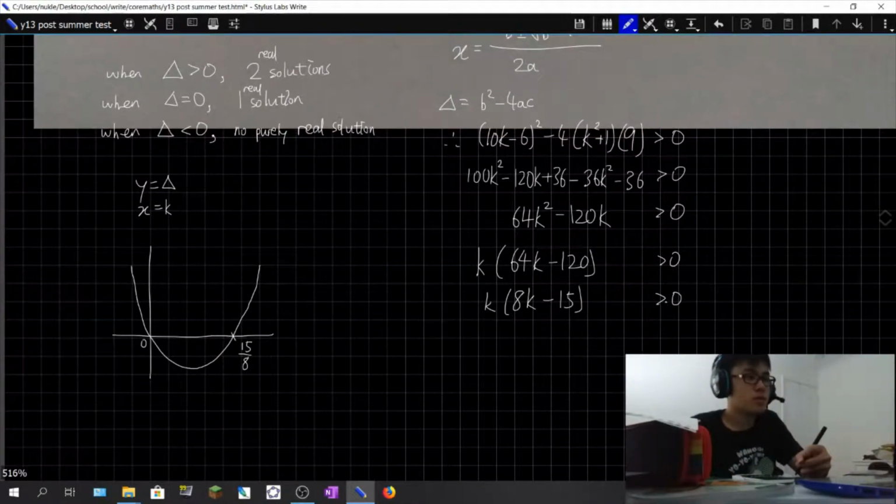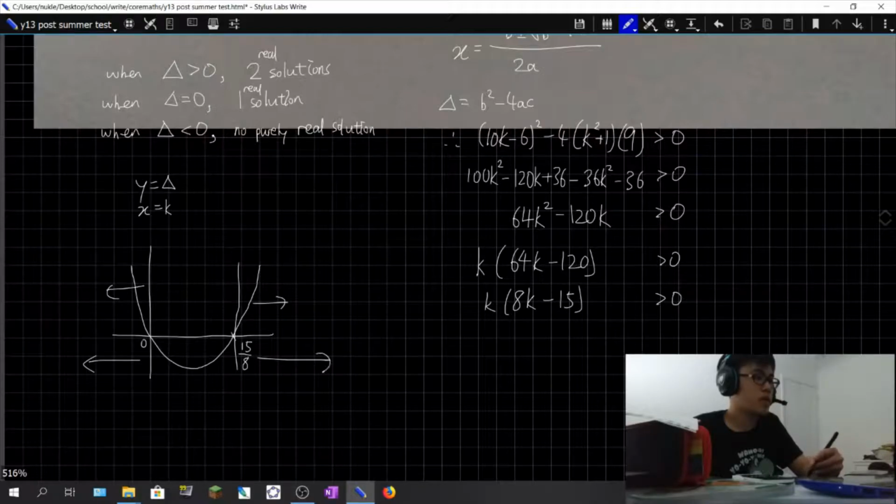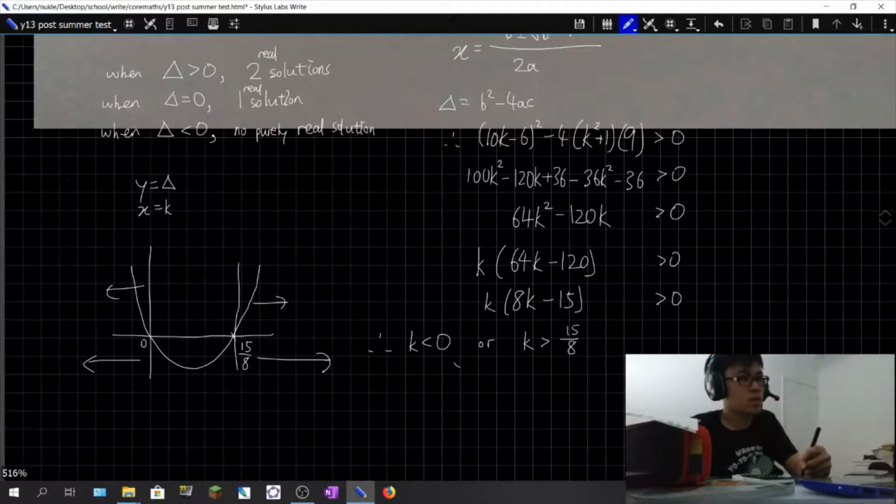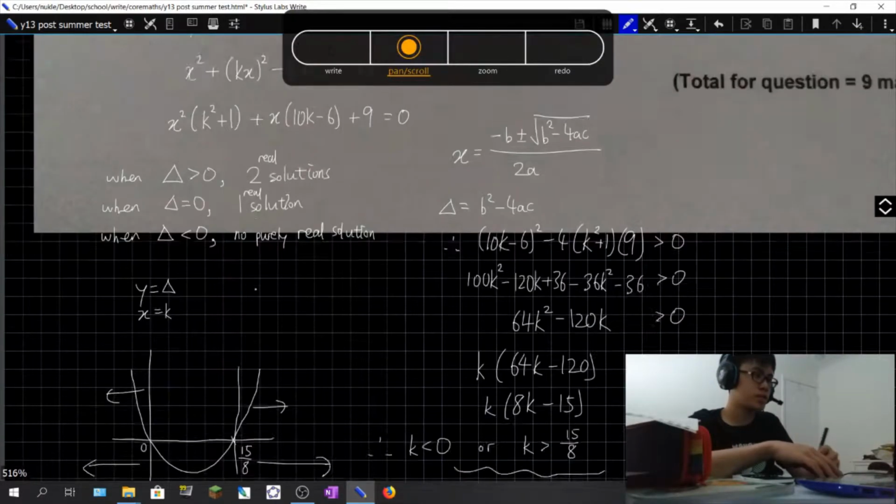So we want it to be bigger than 0. So you're going to want to take this part and this part. So we either want it to be smaller than 0 or bigger than 15 over 8. Therefore, k is smaller than 0 or k is bigger than 15 over 8. There you have it. Next guy.